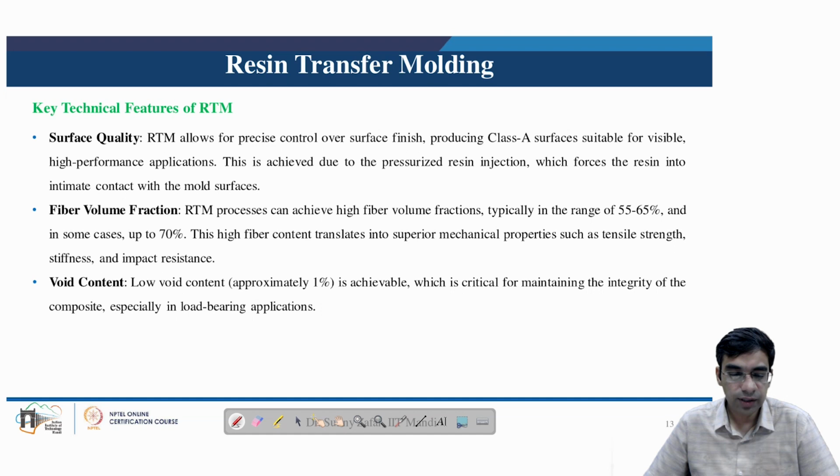Fiber volume fraction: resin transfer molding can achieve fiber volume fraction up to 65%, and in some cases it can go as high as 70%. High fiber volume translates into superior mechanical properties such as tensile strength, stiffness, and impact resistance. The third important technical feature is void content, where low void content of less than 1% is achievable, which is critical to maintain integrity of the composite, especially for load bearing applications.